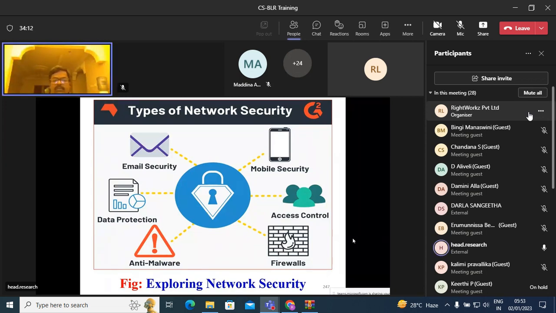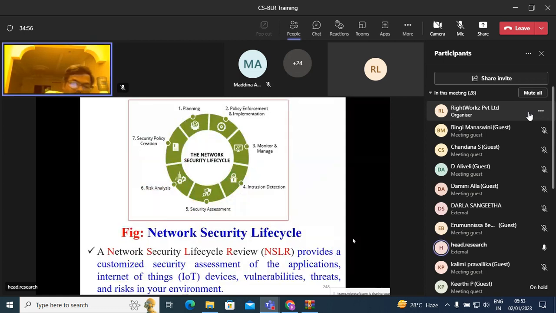Anti-malware. Malware is a virus, a software virus. What type of anti-malware software are we using in our system, server or data center? Then data protection. For data protection, what type of security mechanisms are we using to protect the sensitive data in the computer from cyber attacks, cyber criminals, malicious attacks, etc.? What type of software mechanisms are we using? Then network security life cycle.